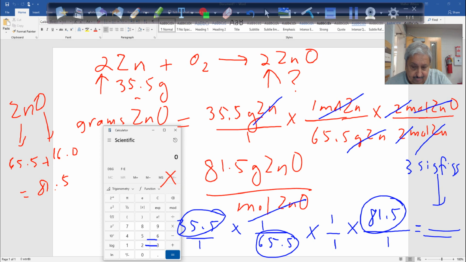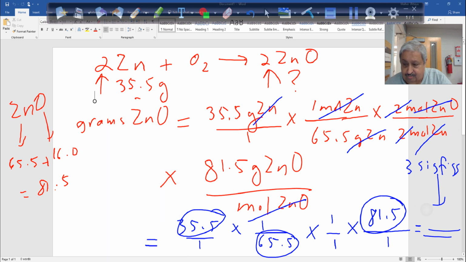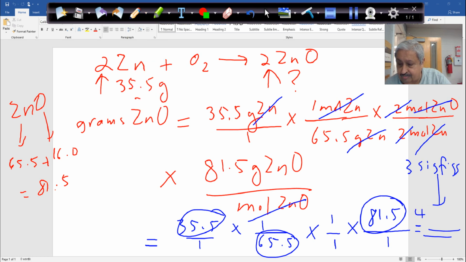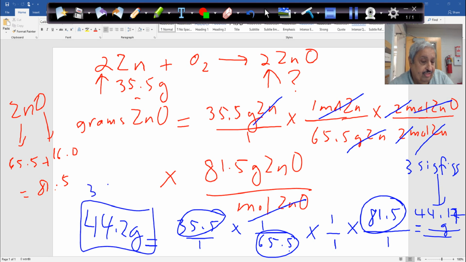So 44 point, let me see. 44 point what? 17 grams, correct? This is a fourth significant figure. I need, this is 3, correct? 3, so the answer will be 44.2 grams. 3 sig figs. Correct? So those are the questions we are expecting.